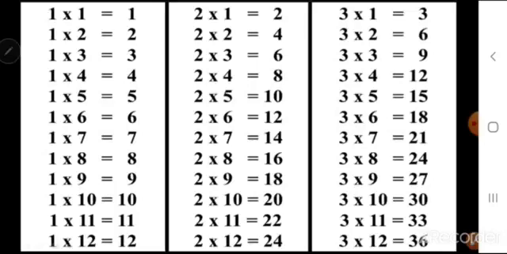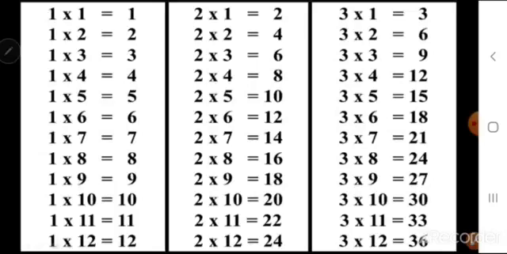Then 2's table. 2 ones are 2, 2 twos are 4, 2 threes are 6, 2 fours are 8, 2 fives are 10, 2 sixes are 12, 2 sevens are 14, 2 eights are 16, 2 nines are 18, 2 tens are 20, 2 elevens are 22, 2 twelves are 24.